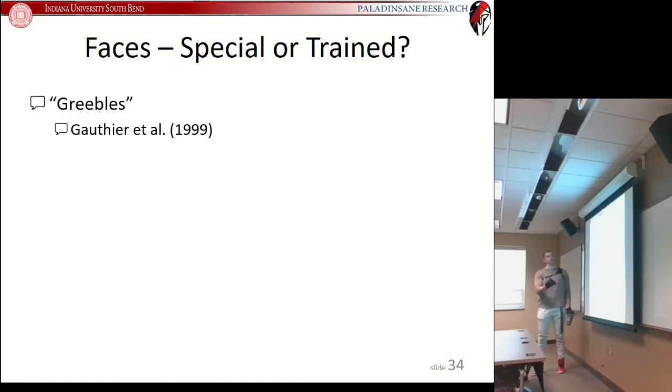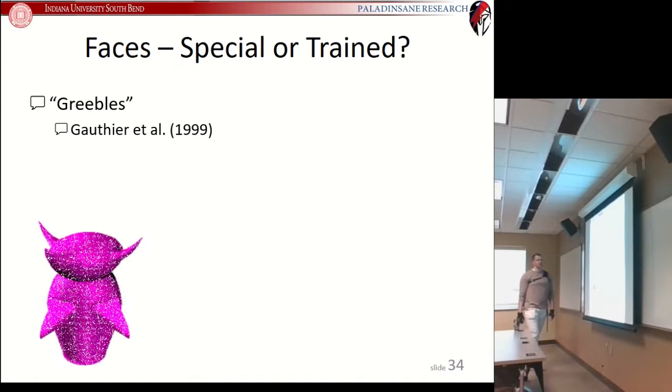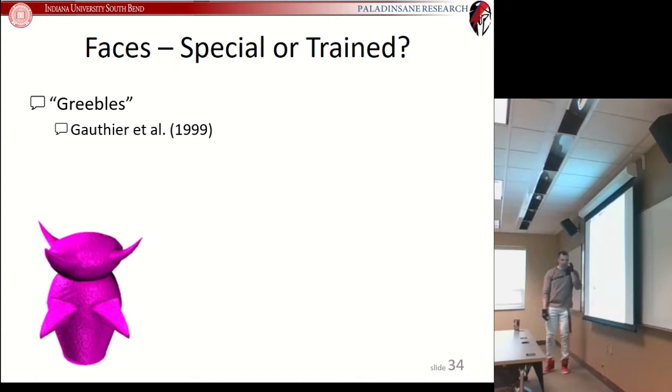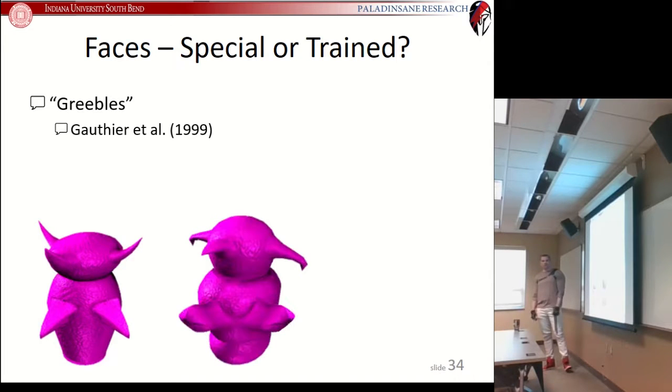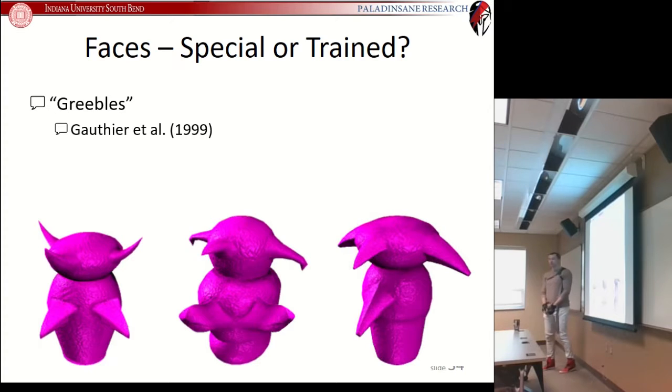One very influential experiment that took a look at this was by Gauthier et al. back in 1999. They had people try to identify what they called Greebles. So they made these stimuli here. That's a Greeble right there, that's another Greeble, there's a third Greeble. And they had subjects try to identify these Greebles.